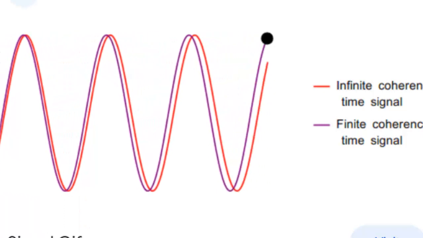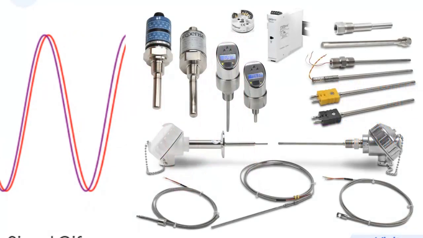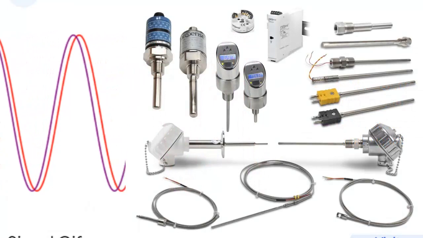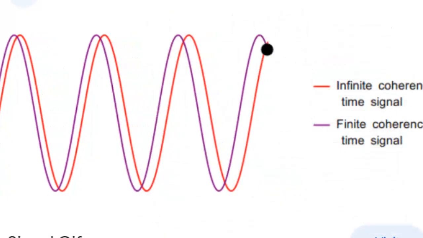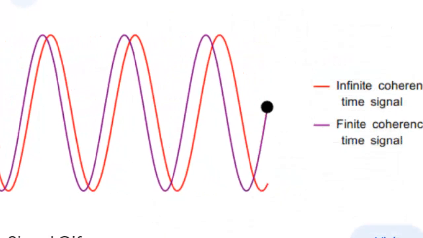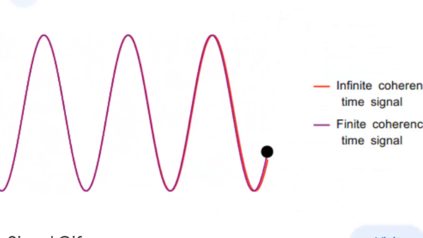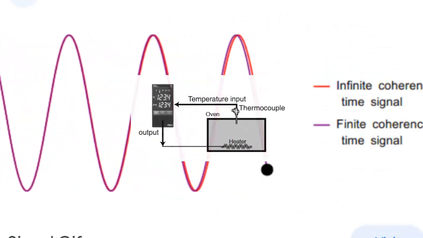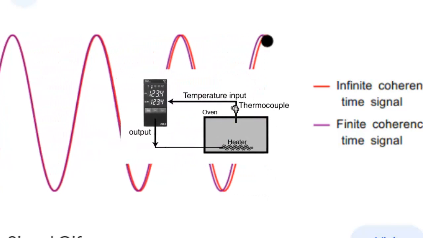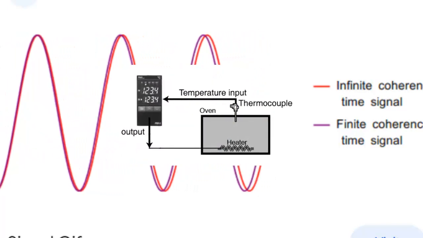Analog inputs. PLCs equipped with analog input modules can read and process analog signals from sensors or other devices. Analog sensors like temperature sensors, pressure transducers, or flow meters produce varying voltage or current signals proportional to the measured parameter.